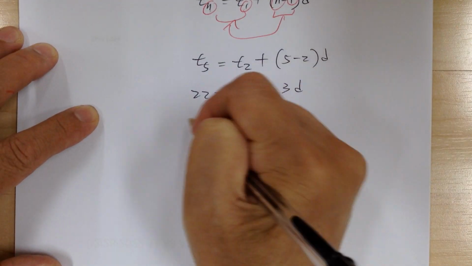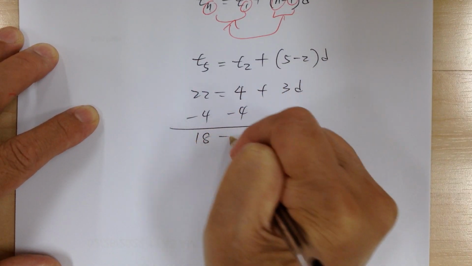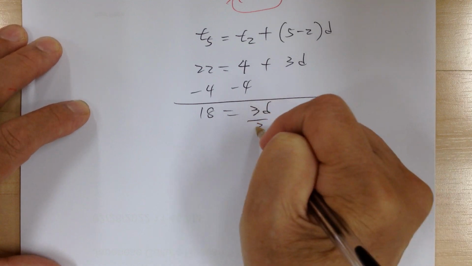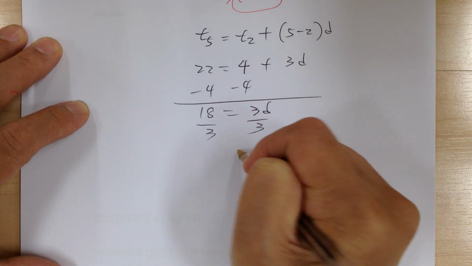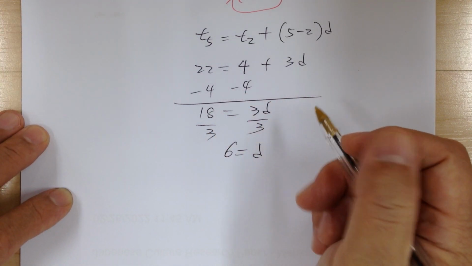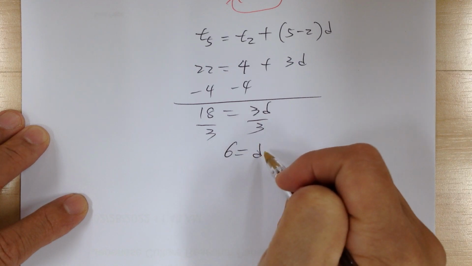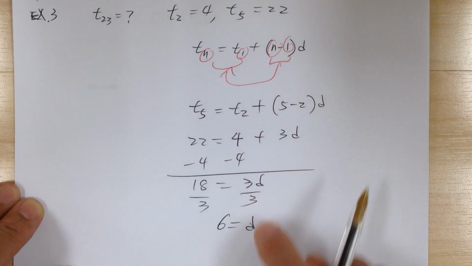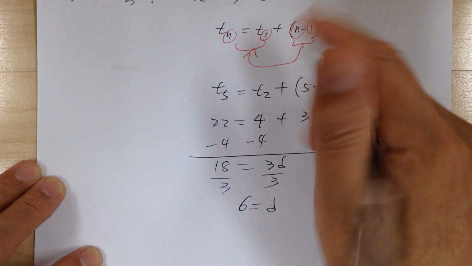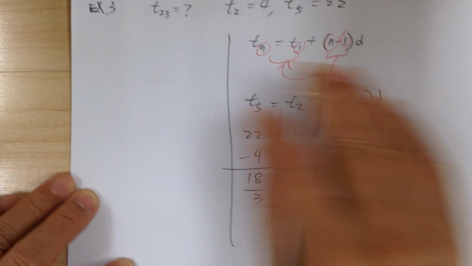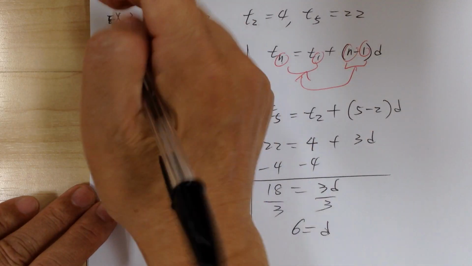Then you minus 4 on each side. So you got 18 equals 3D. Divide by 3, divide by 3. So D will equal 6. Once you find your D equal to 6, you can go back to your original and update your equation. Again, this is kind of off to the side, so let's go back and do the T23.